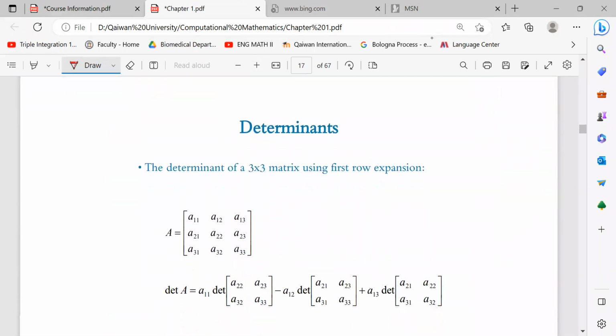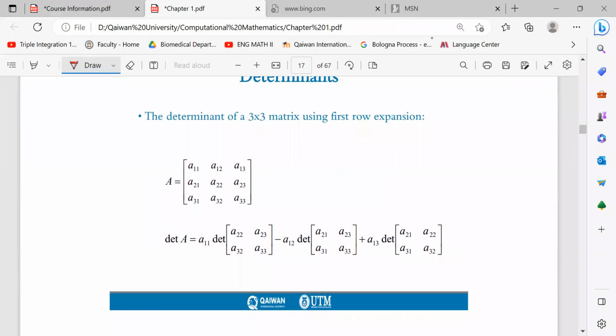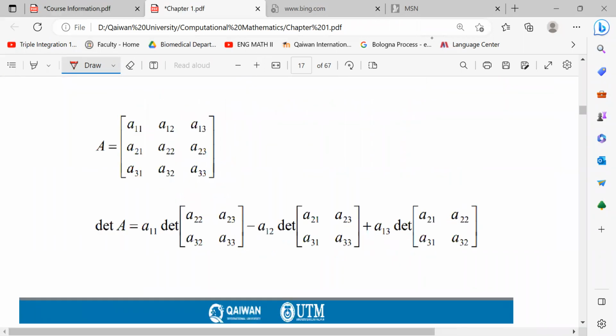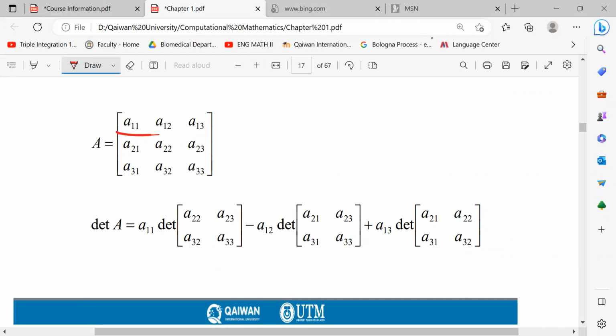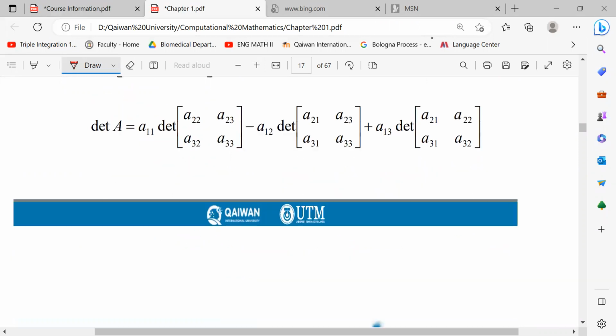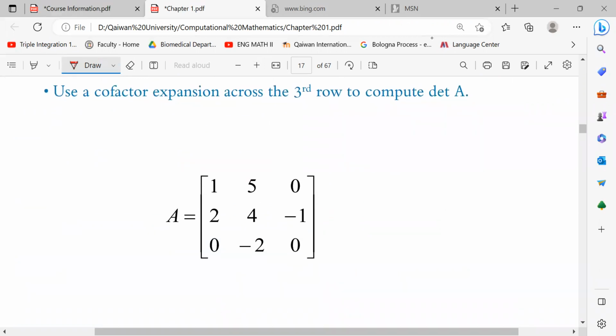That's all what we talked about here. And this is the rule for finding the determinant of a 3 by 3 matrix. Here, it takes the first row. You can take the second row, the third row, and even any of the columns. Look at this example. It says use a cofactor expression across the third row to compute the determinant of A. Okay, now this method is called the cofactor method.